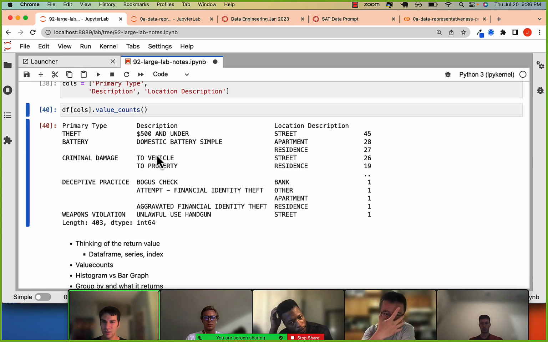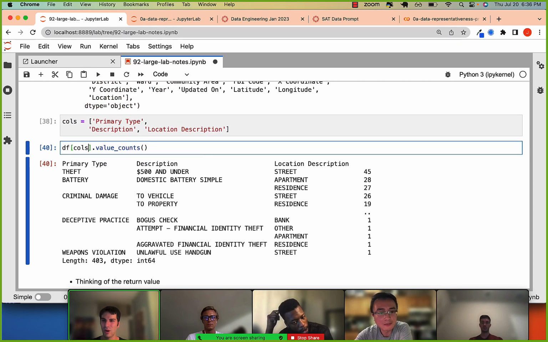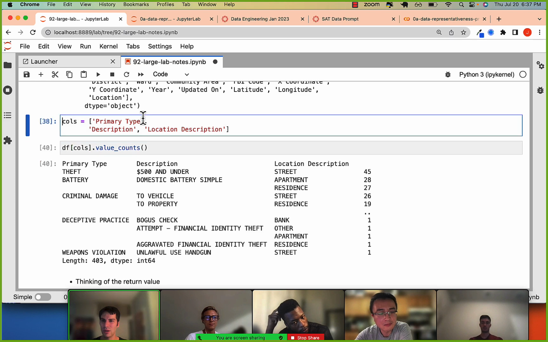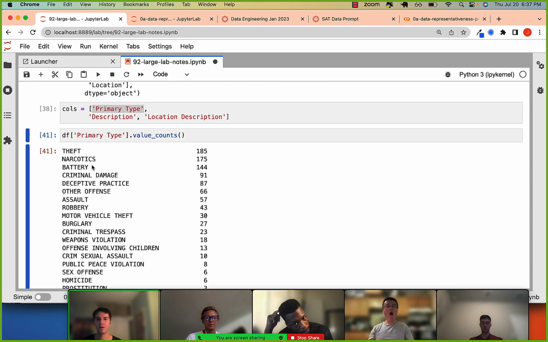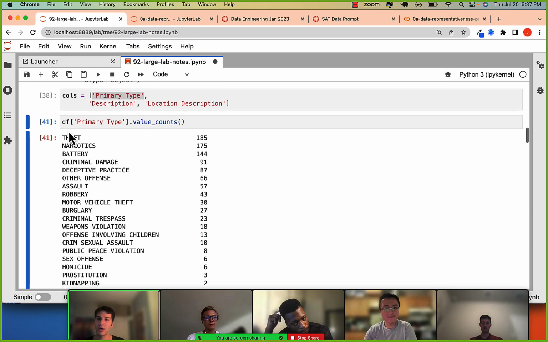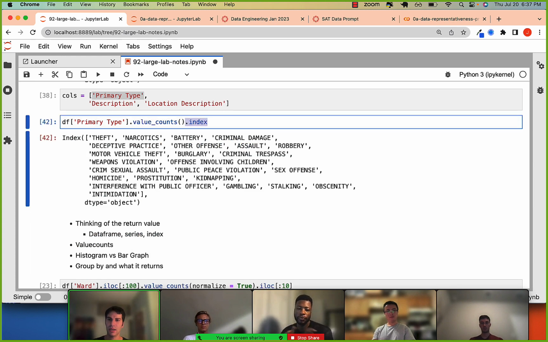It still doesn't look so great. Let's just do it on primary type. Okay, so this is better. So first of all, what is this returning? It's returning a series, right? The index is actually these categories over to the left. So if you ever want to get that list, you can do .index and get that.